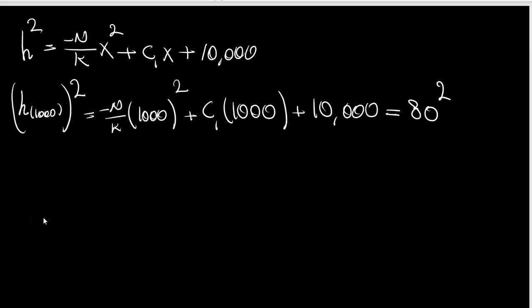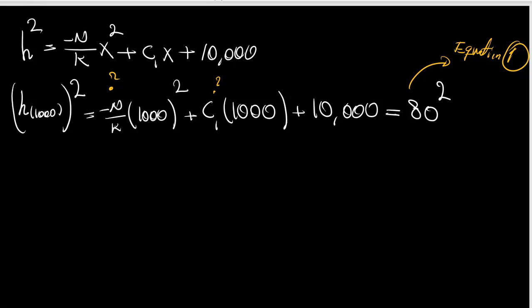Okay, so I will name this equation 1, because if you look at this equation, there are two unknowns here. N is unknown and C1 is unknown. So two unknowns here, and to solve this, I need to have two equations.